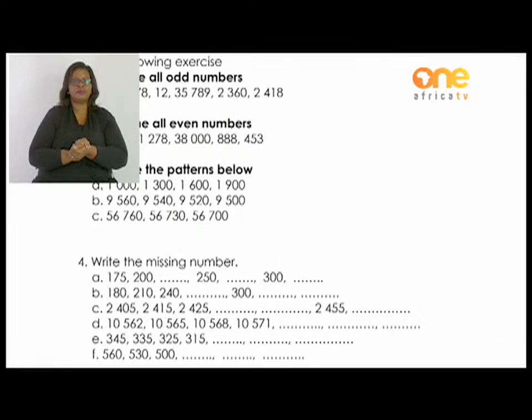Then on number 4, you are putting missing numbers. You are supposed to start the pattern and see whether it is increasing or decreasing. If you start with 175, then you go to 200. You see that it's going up. But you are supposed to see it's done. There is a memo for you to see whether your answers are correct or wrong.